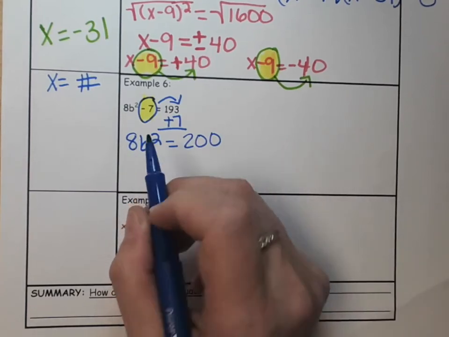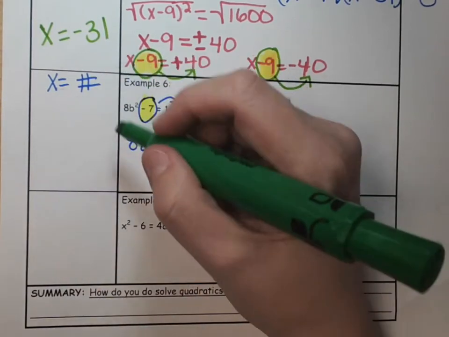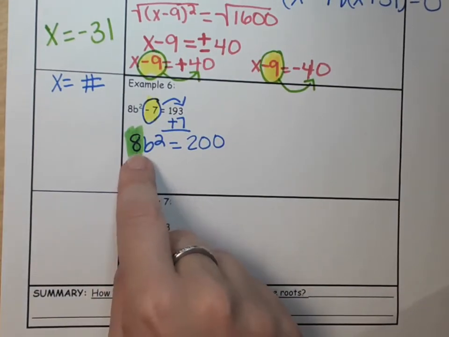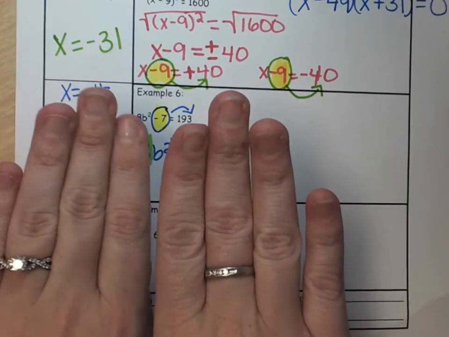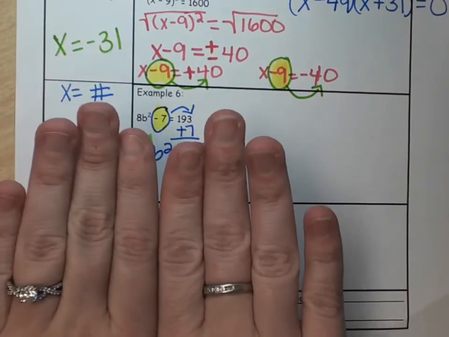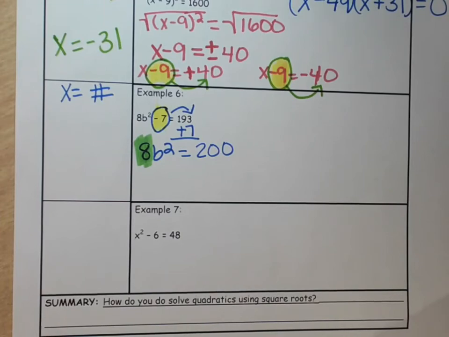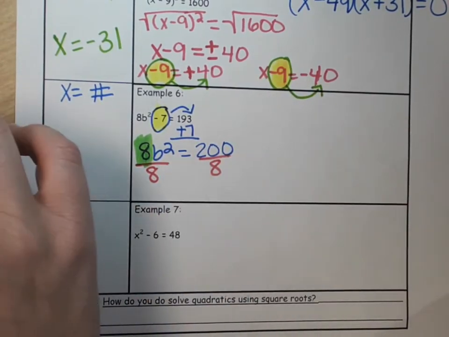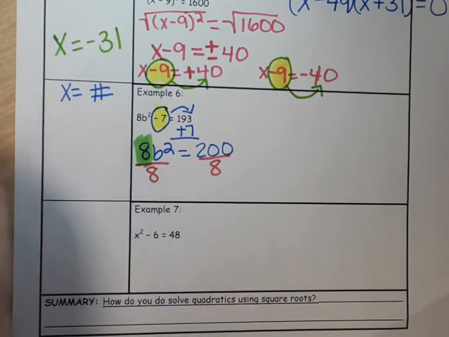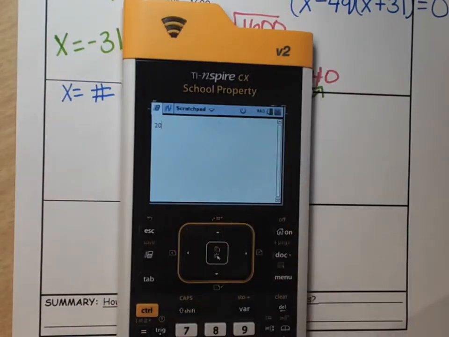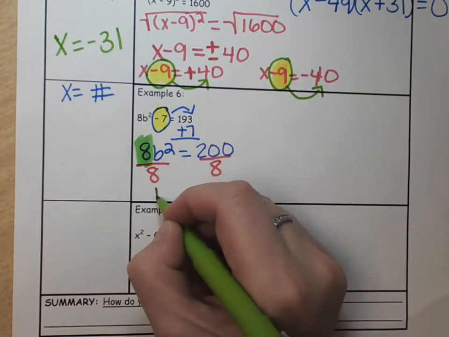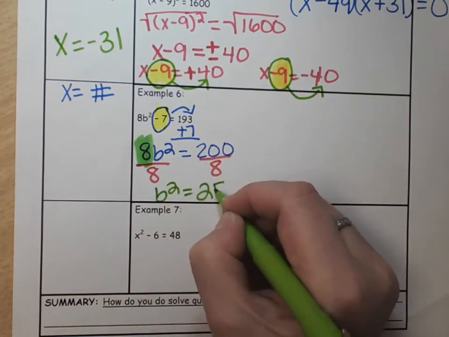I still have a number over here, so that means I've got to move this 8 also. Now, I'm not subtracting the 8. When they're sitting next to each other like this, a number and a letter, that means multiply. So we've got to do the opposite, which is divide both sides by 8. In your calculator, 200 divided by 8 is 25. B squared equals 25.